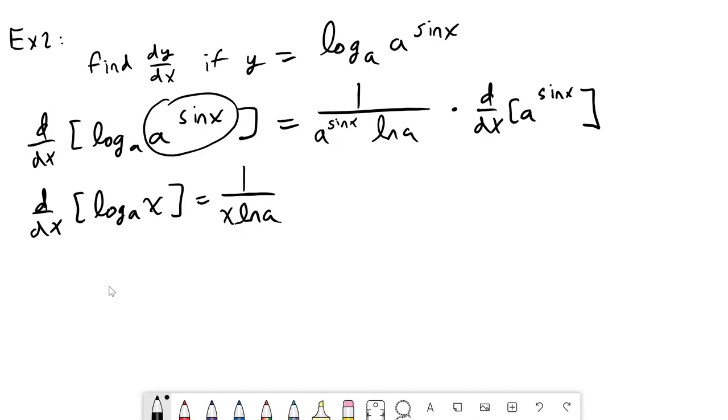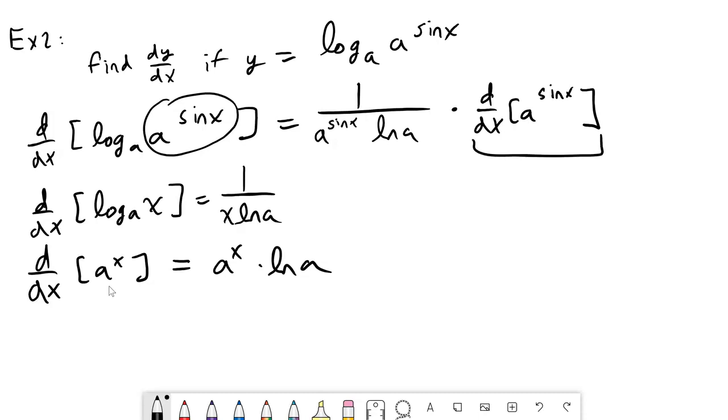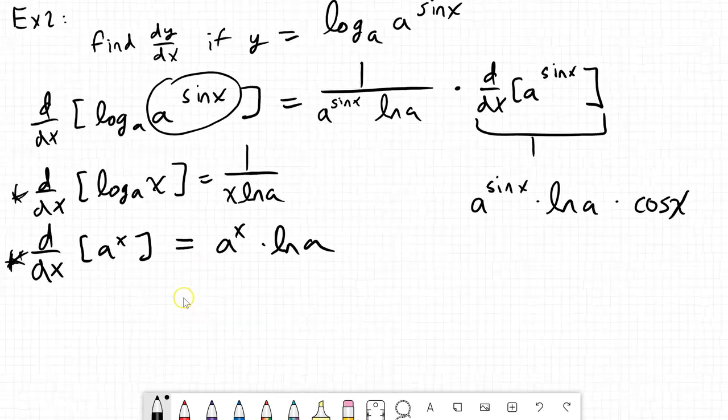The derivative of a to the sine of x, so I'm going to write it here again. The derivative with respect to x of a to the x is equal to a to the x times natural log of a. So let's continue. The derivative here, so I'm going to just bring this down, is a to the sine of x times natural log of a, and then we have to multiply by the chain since the power is a function. So the derivative of this is cosine of x. So now this is the side work.